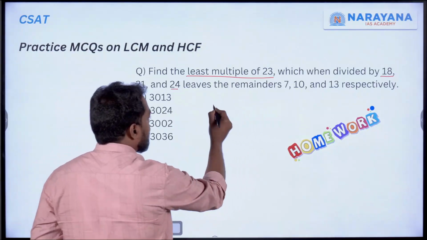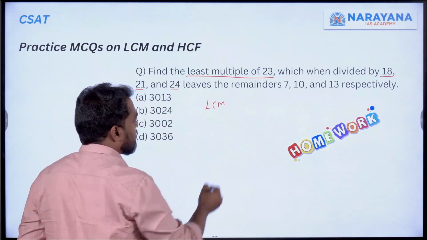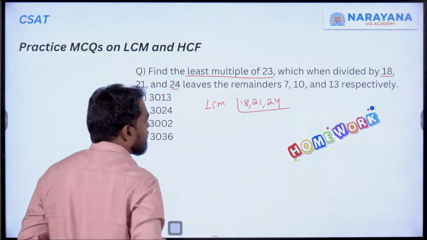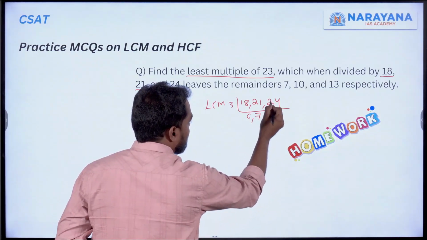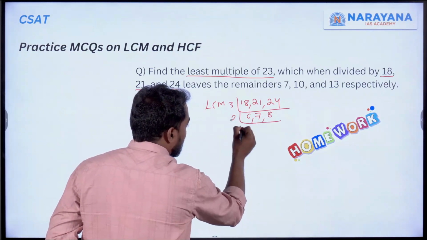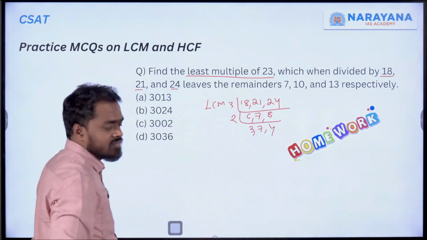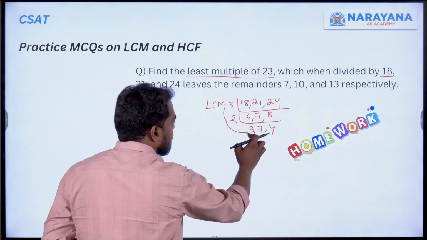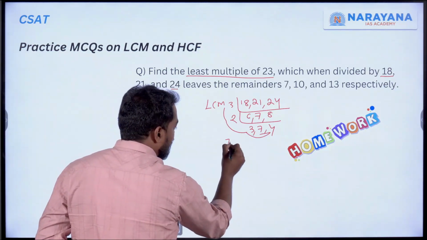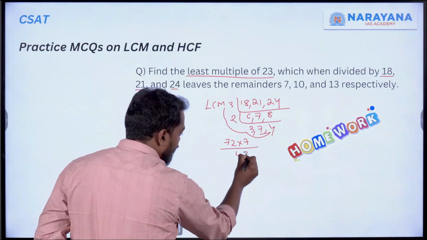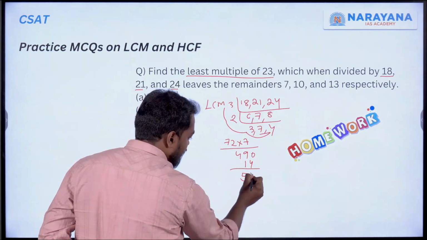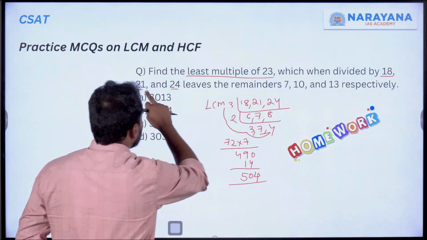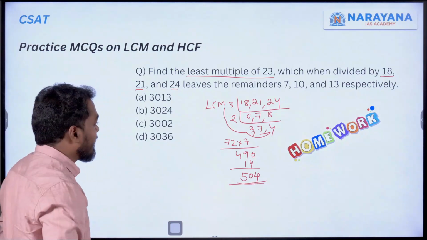I have already told you, you have to first find the LCM of these three numbers, that is 18, 21 and 24. So find the LCM. 3 6s are 18, 3 7s are 21, 3 8s are 24. Next if you put 2, 2 3s are 6, 2 4s are 8. Right. Next 3 2s are 6, 6 3s are 18, 18 4s are 72, 72 into 7, that is nothing but 490 and 14, that is 504. Right. The LCM of 18, 21 and 24 you found out is 504.